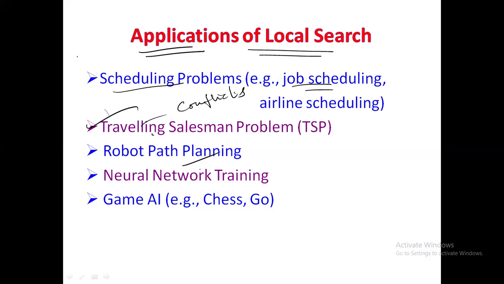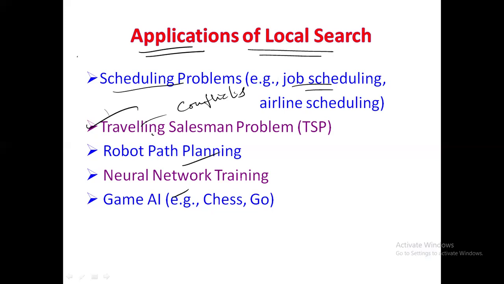Next, robot path planning. How is it being used? Robots require efficient navigation to reach their target while avoiding obstacles. Local search helps optimize paths by minimizing travel time and avoiding collisions. Algorithms like A-star search and simulated annealing are commonly used in robotic applications.